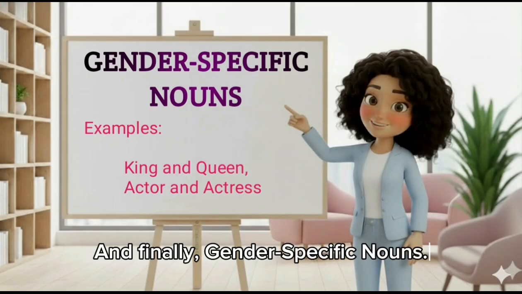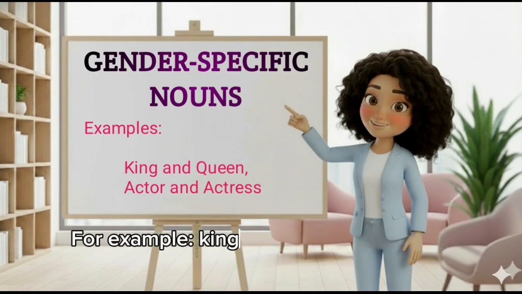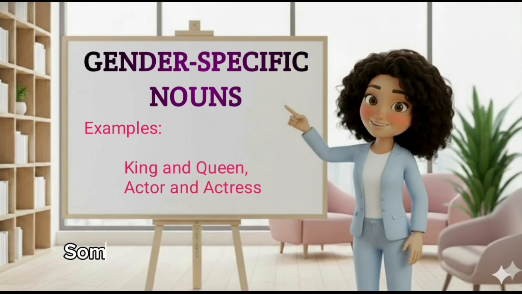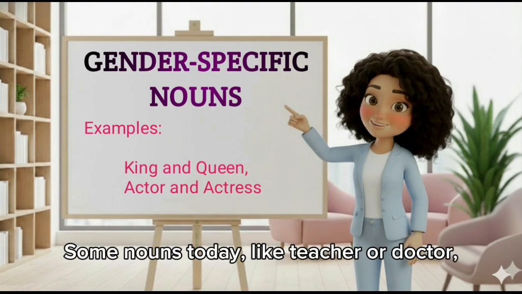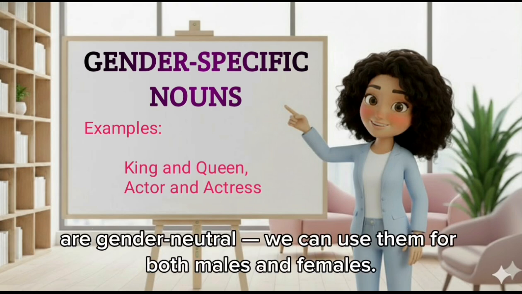And finally, gender-specific nouns. These show whether a person or animal is male or female. For example, king and queen, actor and actress, lion and lioness. Some nouns today, like teacher or doctor, are gender neutral. We can use them for both males and females.